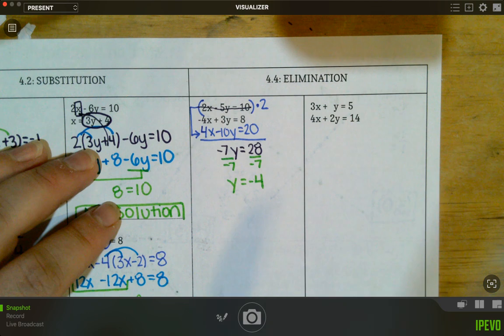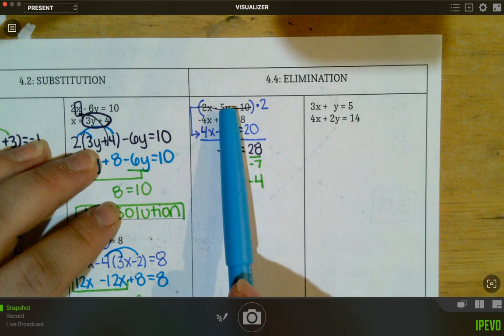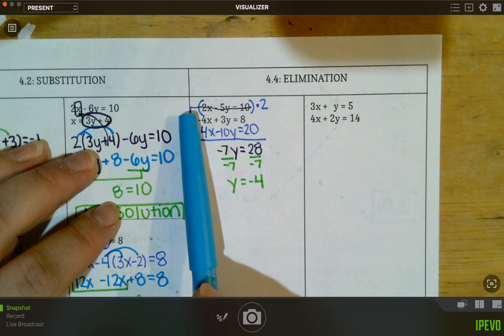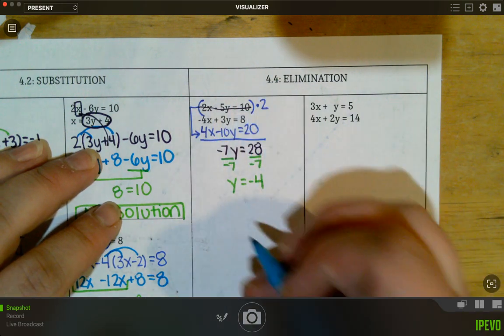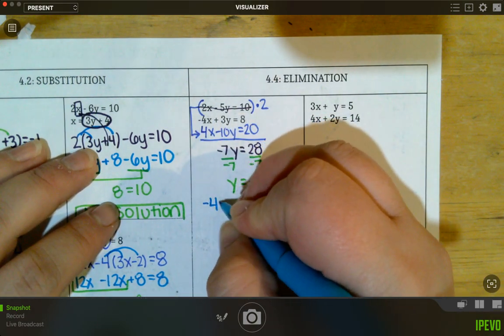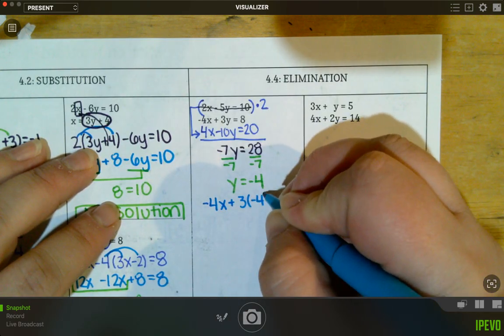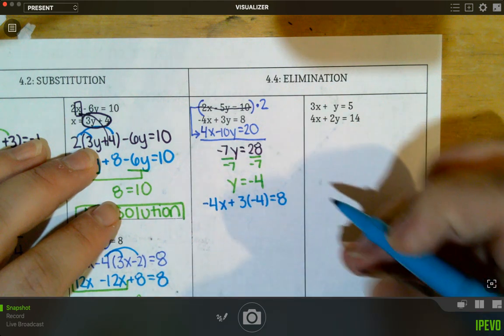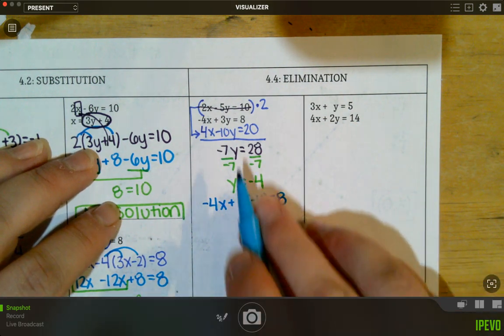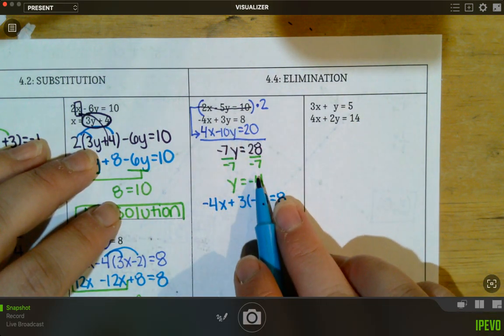You do need to take this and plug it back in. I don't care whether you plug it back in here or here. We already crossed that one out, so it is a little hard to read. So I'm going to plug it into the bottom one. And make sure you replace it with y, because it's what y equals. So I'm replacing this y with the -4.